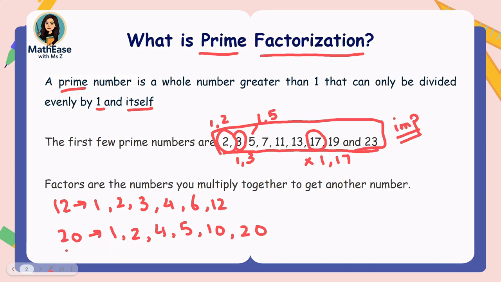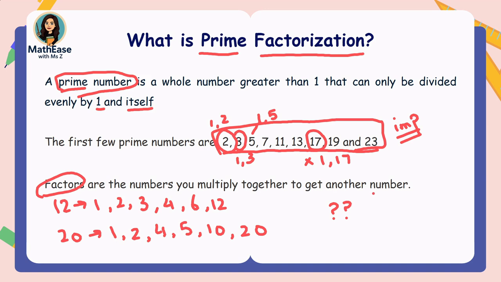Now, in order to understand what prime factorization actually is, we're going to combine these two ideas, prime numbers and factors. So, prime factorization is basically breaking down a number into its prime number factors. Or, if you put it simply, it's like asking yourself, which prime numbers can I multiply together to get this number?